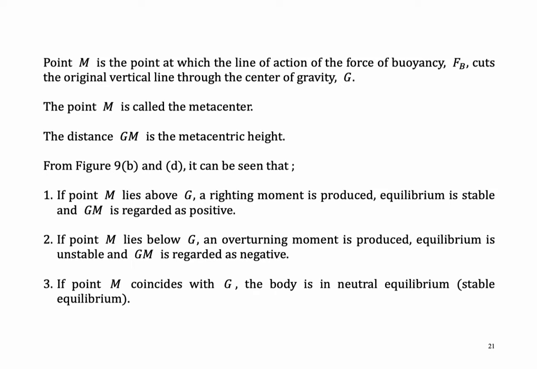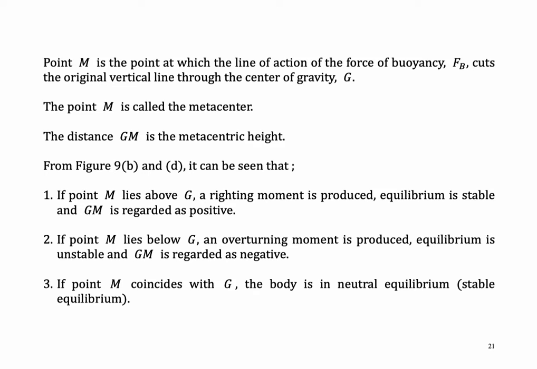Point M is the point at which the line of action of the force of buoyancy Fb cuts the original vertical line through the center of gravity G. The point M is called the metacenter. The distance GM is the metacentric height.